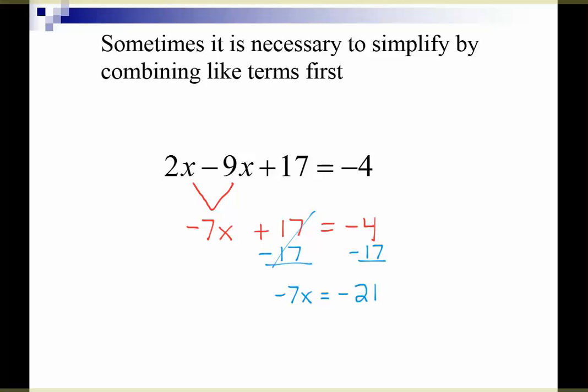Notice we're kind of dealing with good numbers here. The numbers won't always be good. You'll have fractional and decimal answers. But for right now, for our practice problems, typically we'll use some easier numbers. Okay, we've got that couple left. The -7 is glued to the x by multiplication. We're going to get rid of it through division. Divide both sides by -7. And that will leave us with x equals +3.